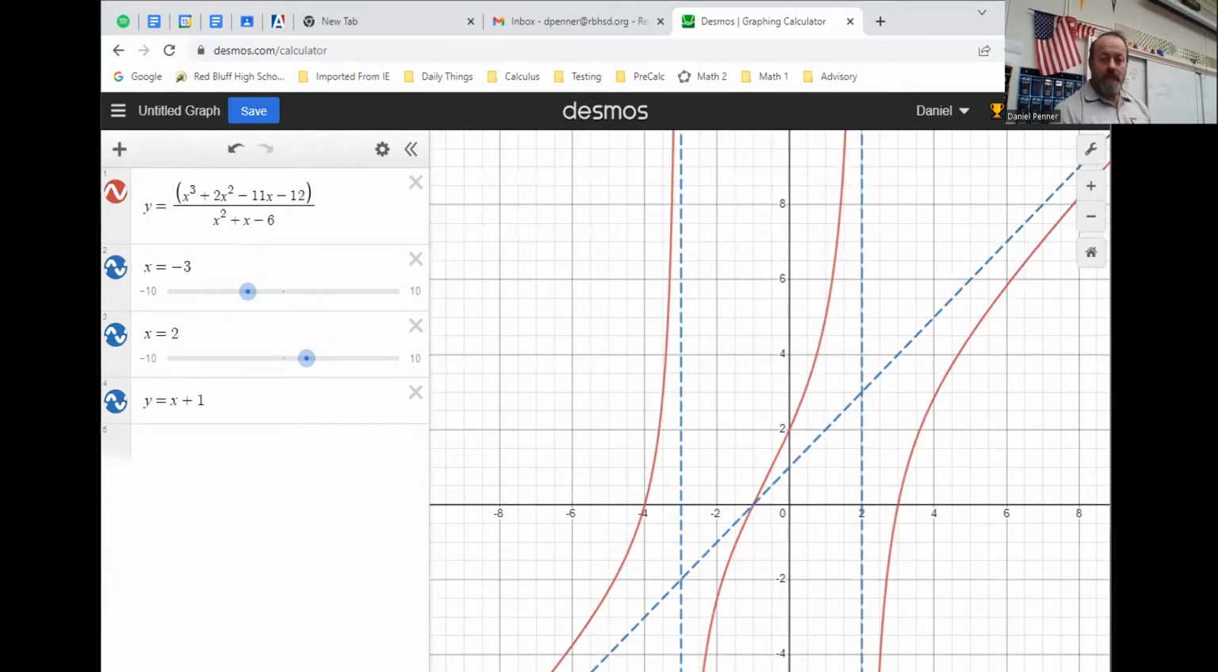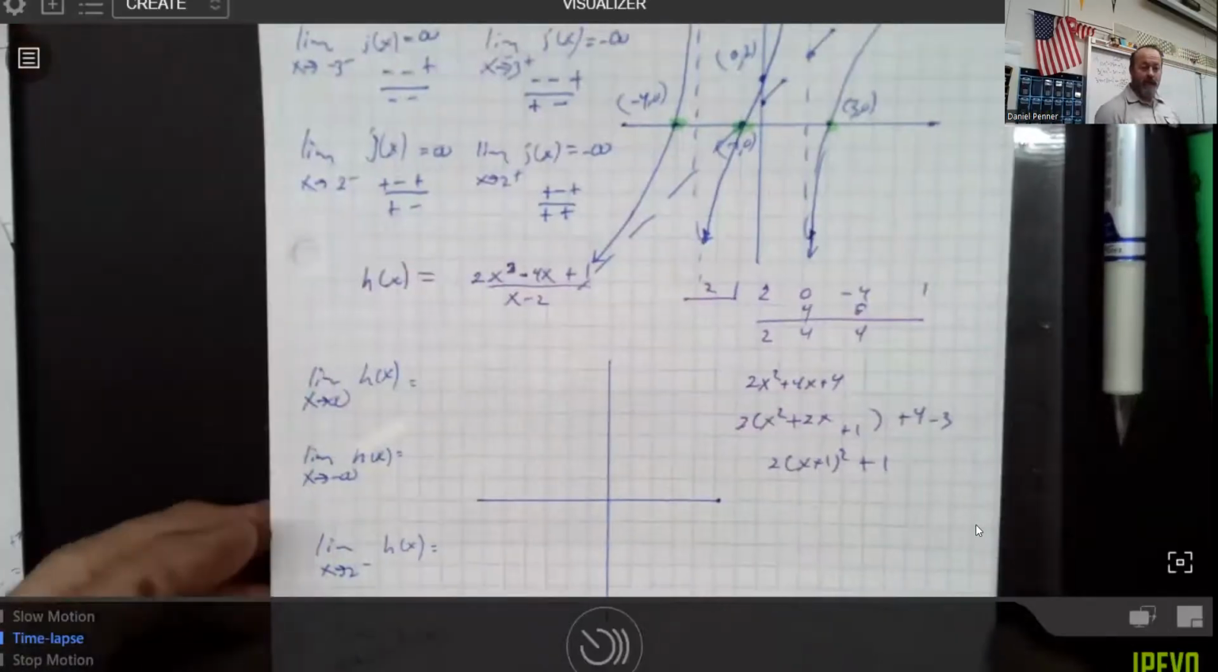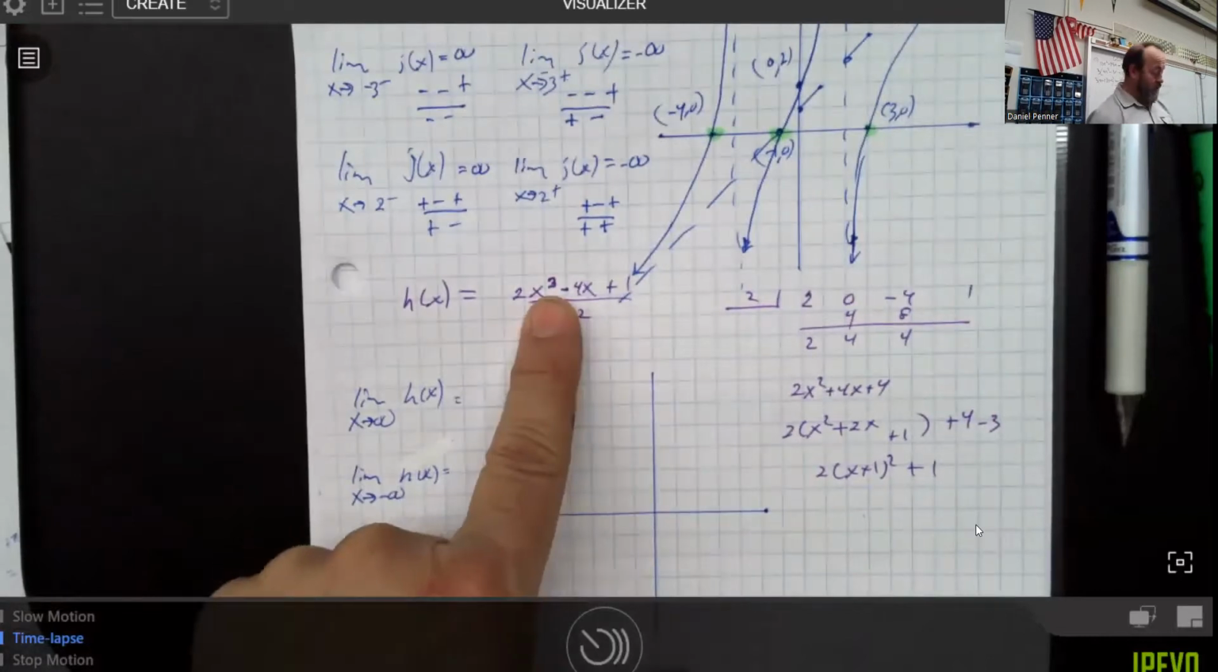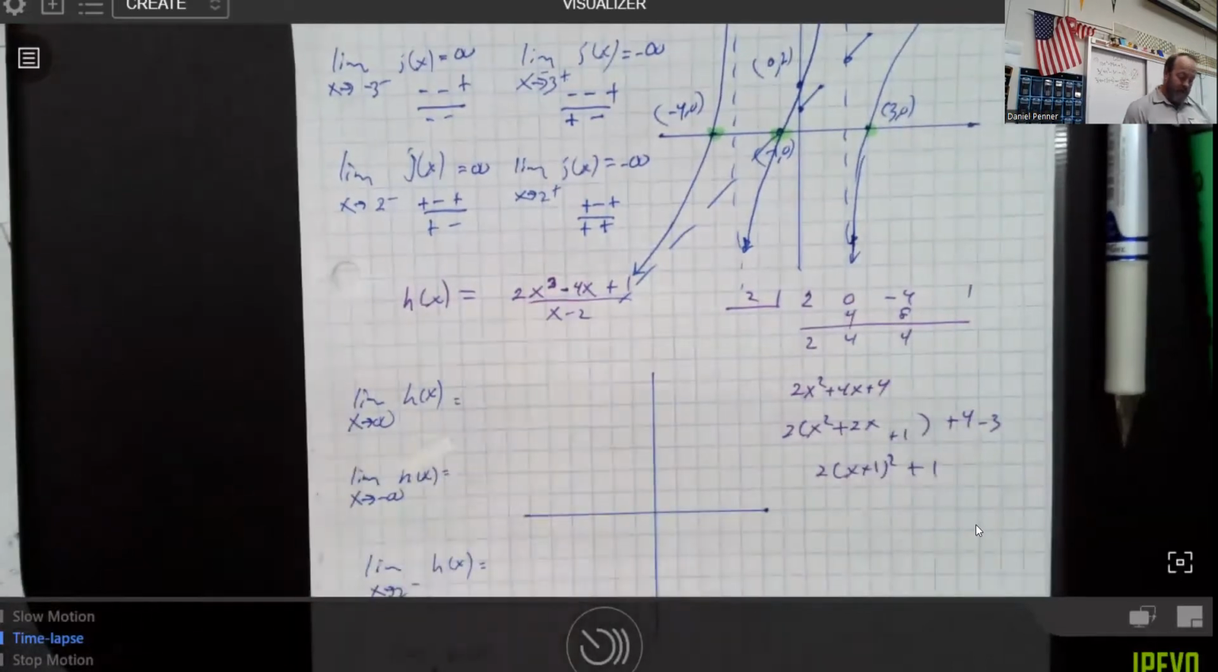Okay, so let's go back to the question sheet that I have here because I had one more to look at. Now, this problem, in a sense, might look like it's a little harder because it's a third degree, sorry, that's an x cubed, divided by a first degree, and a third degree divided by a first degree is a second degree. So this is a parabolic asymptote.